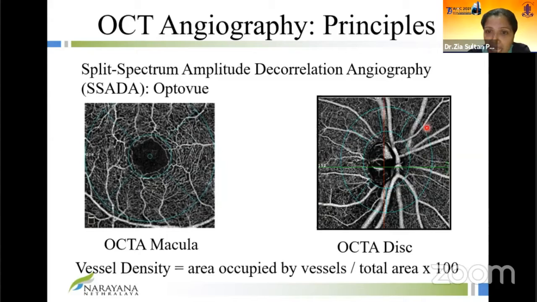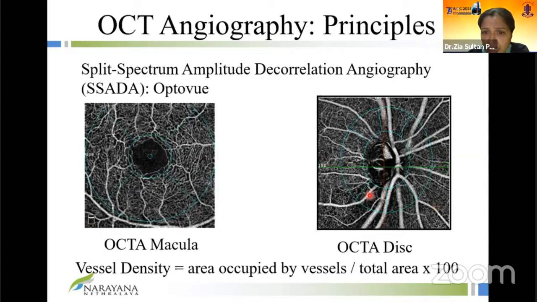And each scan will be separated into different zones, and you can calculate certain parameters in each of these zones as well as in the entire image. Now, the parameter that we most often use in OCT angiography is the vessel density, and this is nothing but the area occupied by vessel, that is the white area, upon the total area times 100. So the value is given as a percentage.